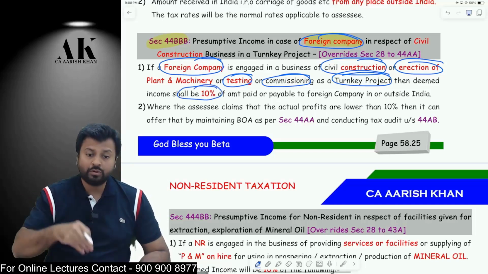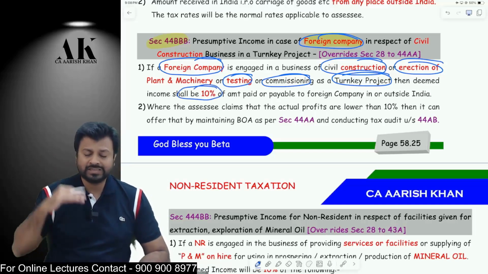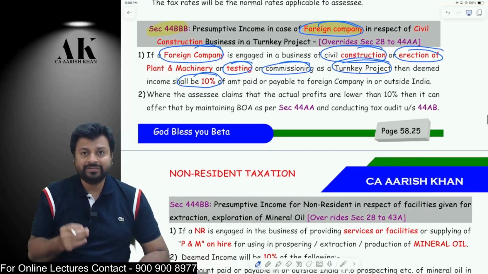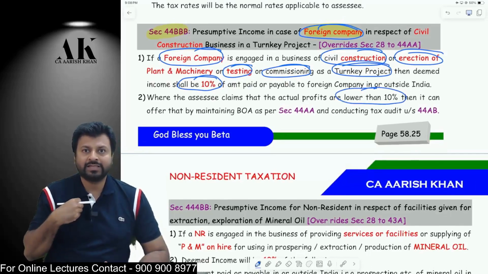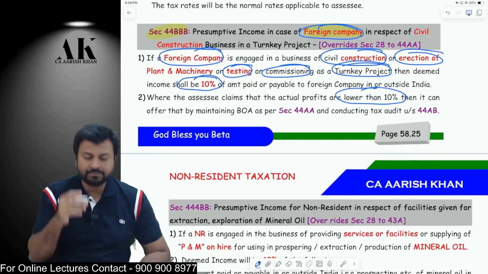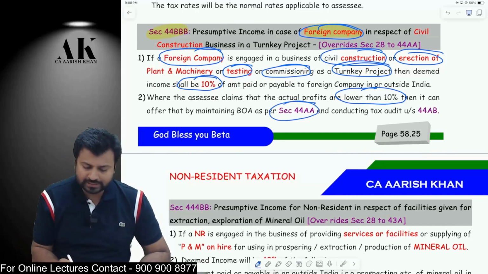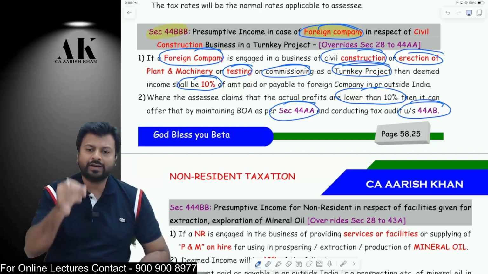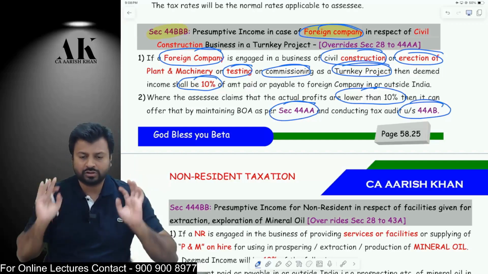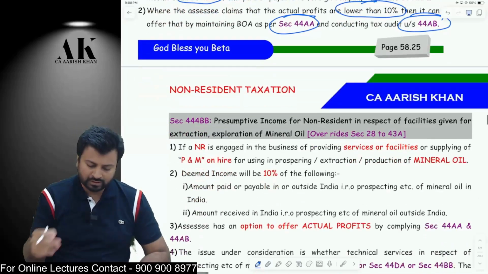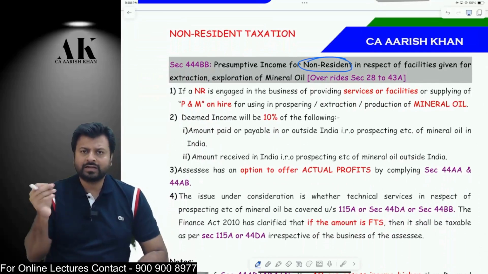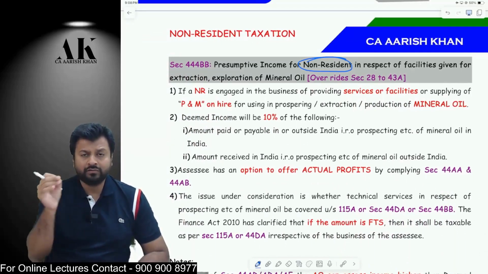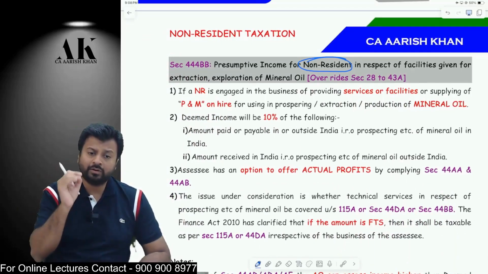Plus one more benefit which is there over here, which is not there in the previous section: if the assessee claims that his actual profits are lower than 10%, then the assessee can do that also. The assessee can maintain books of account, conduct a tax audit and show lower profit also. That is also allowed. I hope it is clear to all of you. In 44BB, again all kinds of non-residents are covered, company, HUF, AOP, BOI. Only 44BBB is for foreign companies.